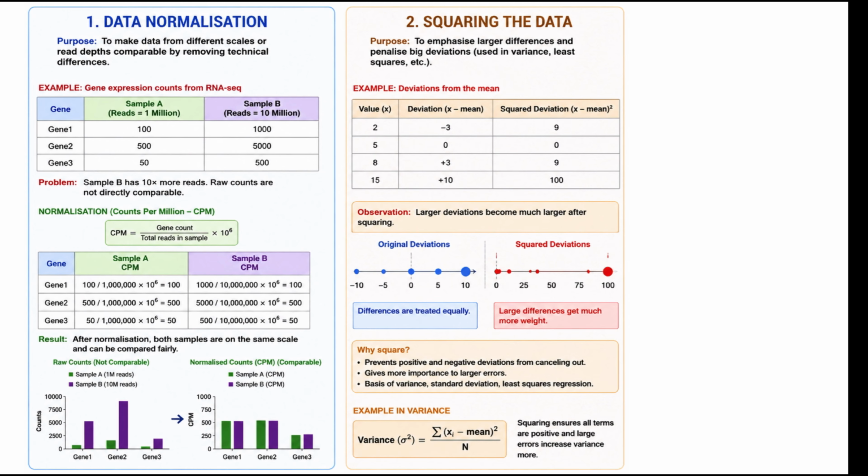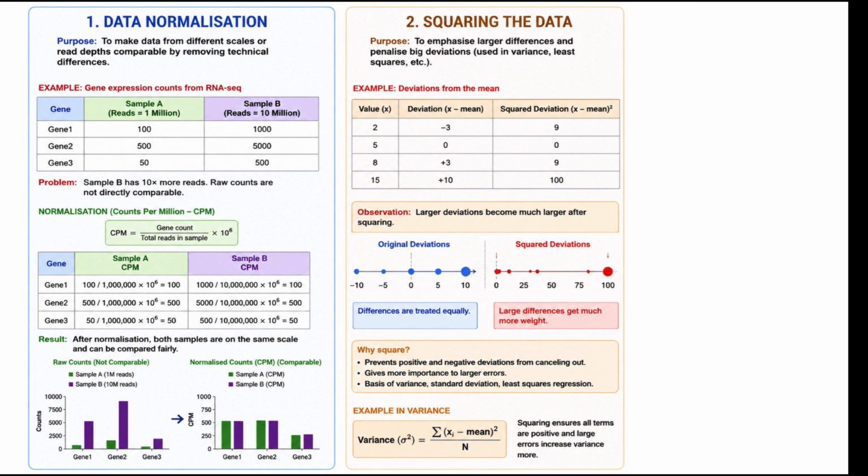This is one aspect where we use this. There are many transformations, such as log transformation, or even Z score transformation. All these transformations are used for data normalization in different contexts. Depending on the context and different scenarios, we use different normalization methods. The other concept is squaring of the data. In data normalization, we convert higher values to lower values, or we bring the data to the same scale.